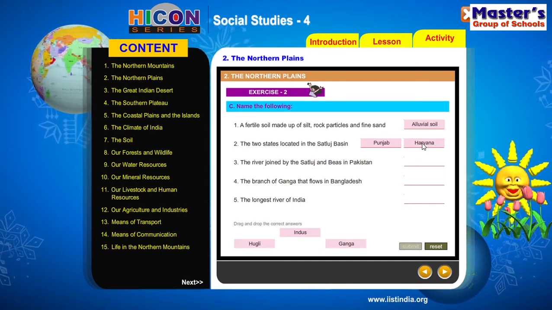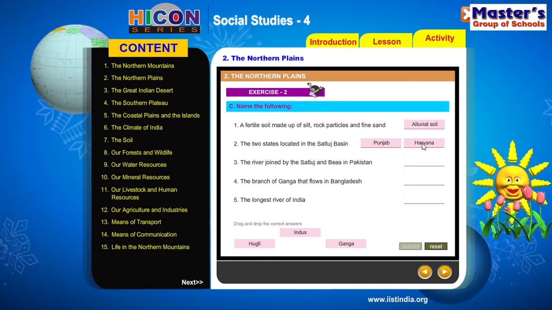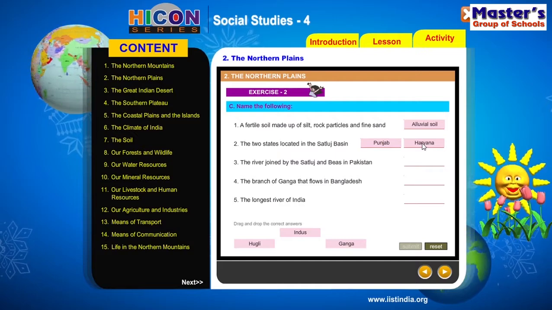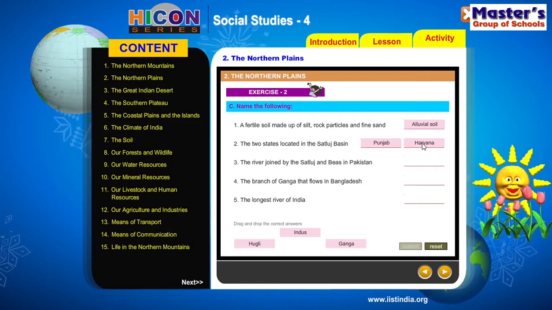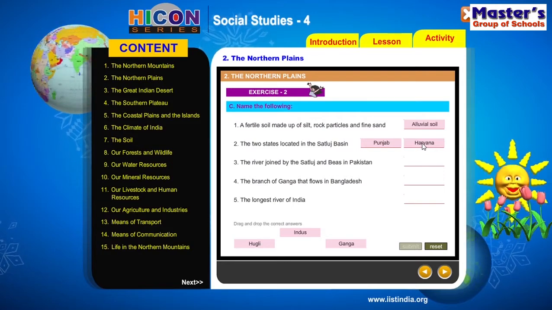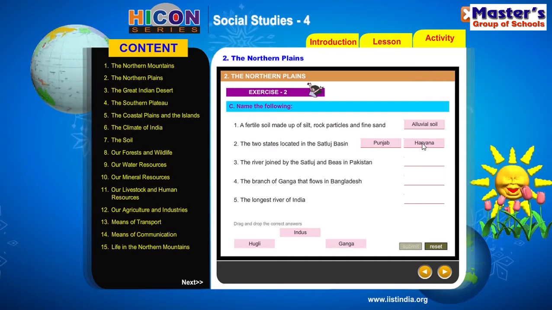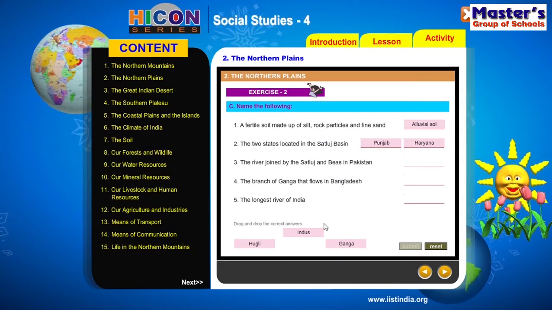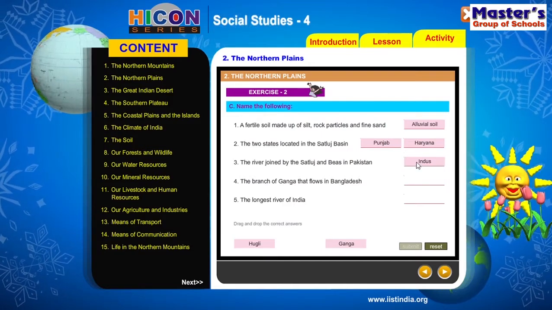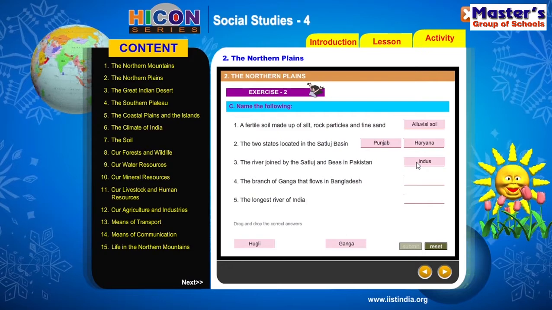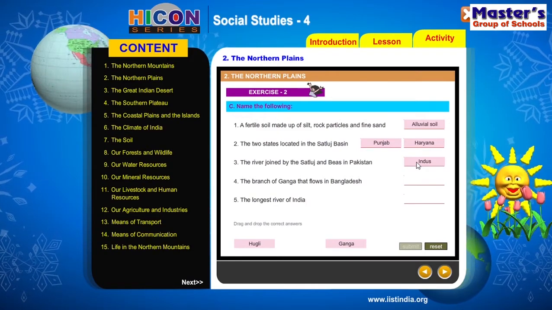The river joined by Satluj and Beas in Pakistan. We have seen that also. Rivers like Satluj and Beas originate from the Himalayas, flow through India, cross the Indian border, reach the other side in Pakistan and join which river there? Another Himalayan river named Indus. So Satluj and Beas flow through India, across the border and join river Indus in Punjab.